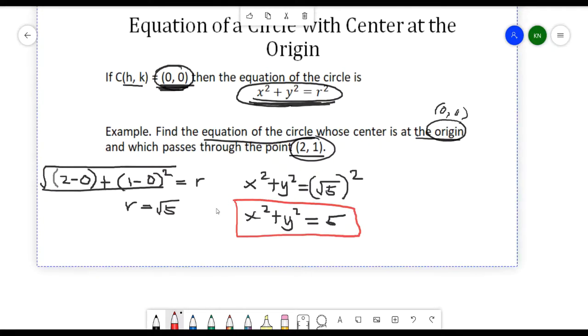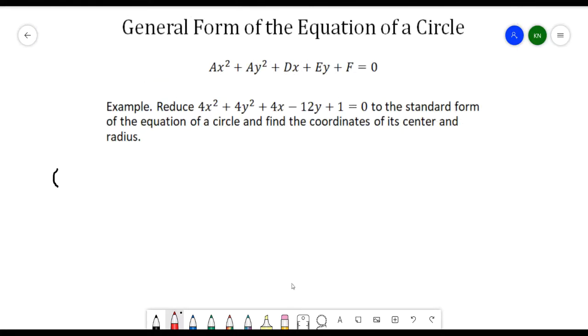Next is the general form of the equation of the circle, which is given by this equation. We have ax squared plus ay squared plus dx plus ey plus f. So the capital letters there are constant numbers in our equation of a circle.